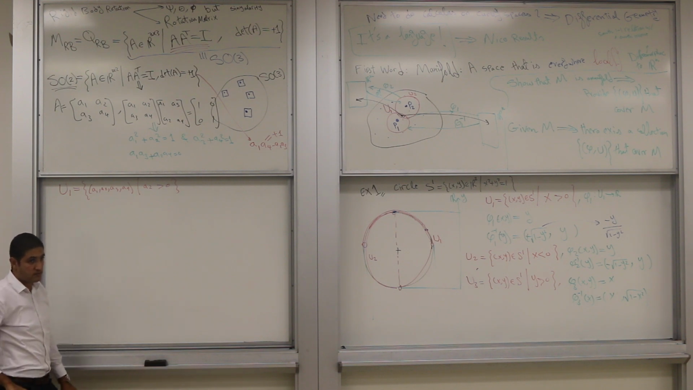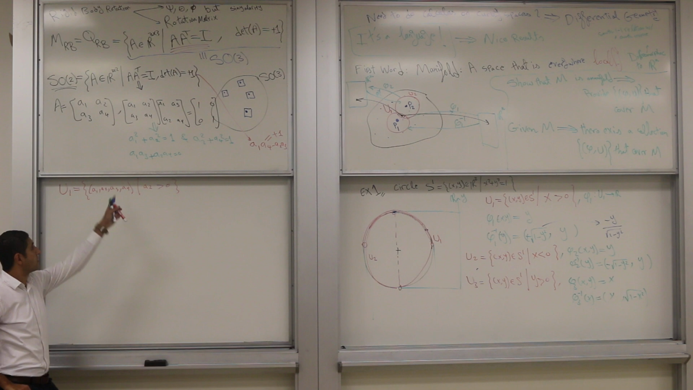Yes, Mikhail? You say that we have 1 degree of freedom because we only have 3 equations. Yes. What about the determinant equation? It's not an extra equation, it's one piece. So it's just a combination. Yes.